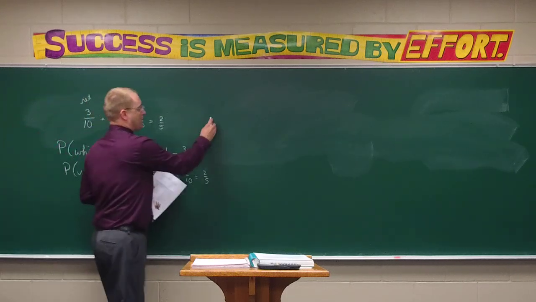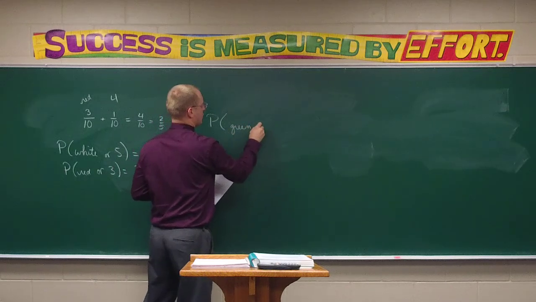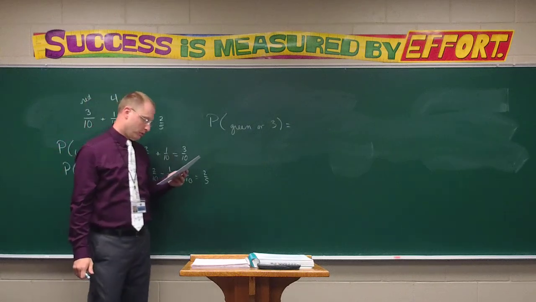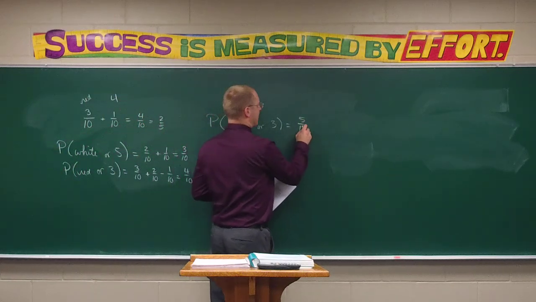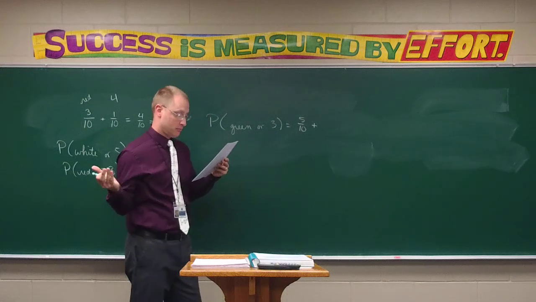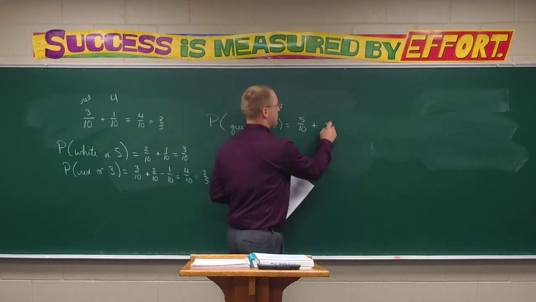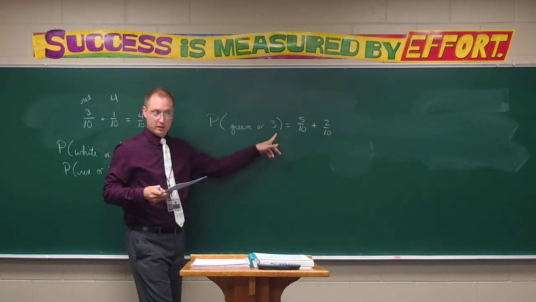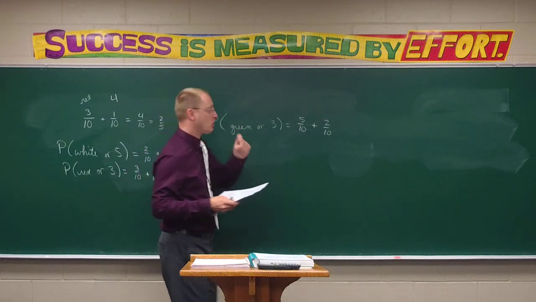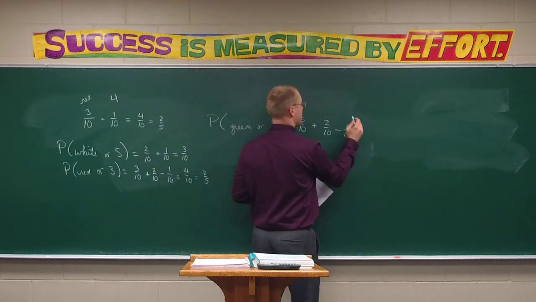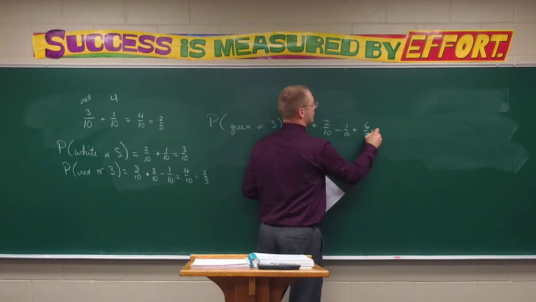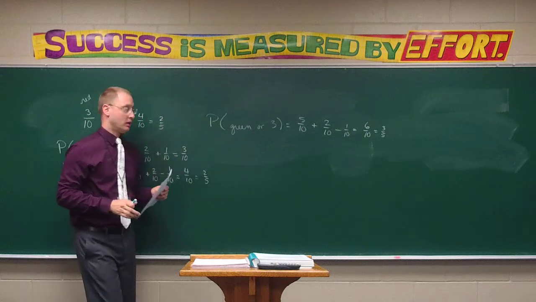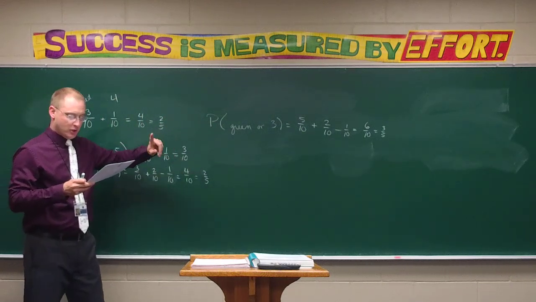The ball is either green or has the number 3. So green or 3. Well, what's the probability of a green ball? Kendall? 5 to 10. And then what's the probability of a 3 ball, class? Still 2 to 10, right? Like it was before. But are there any green 3s, class? How many green 3s? A single green 3 that we need to subtract away, and so we get 6 to 10, which reduces to 3 to 5. Are you keeping up with me? All right, any questions? Do the next one, letter E.